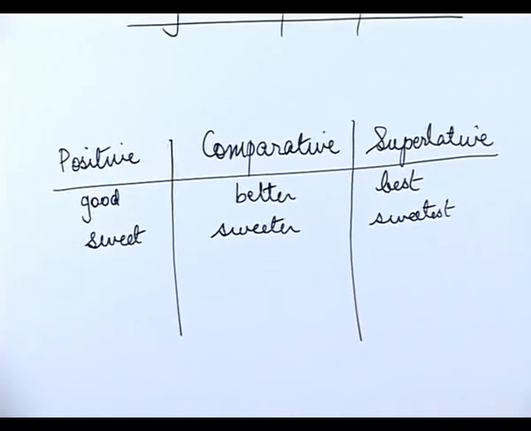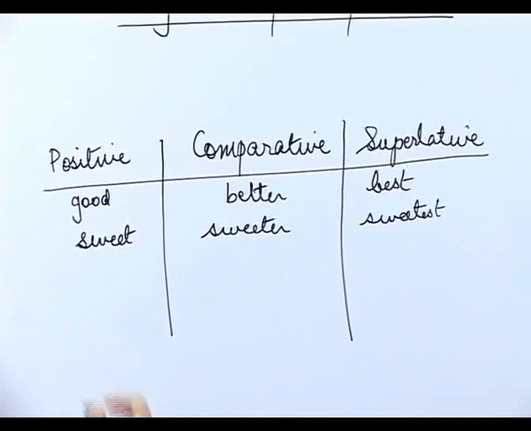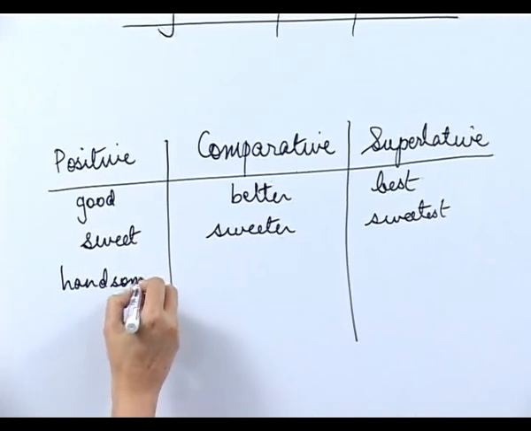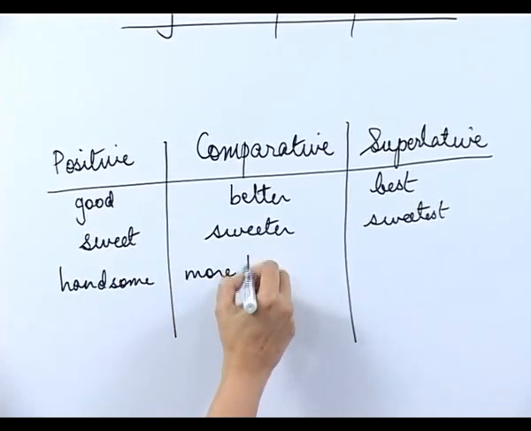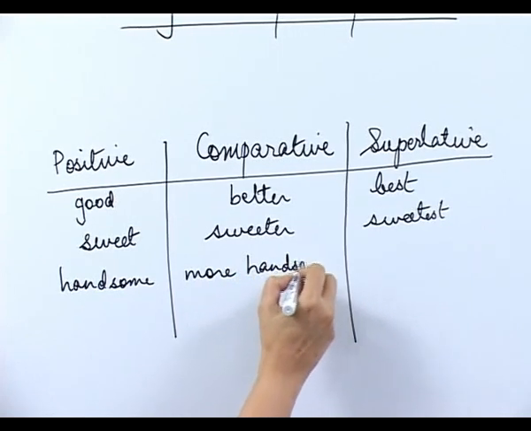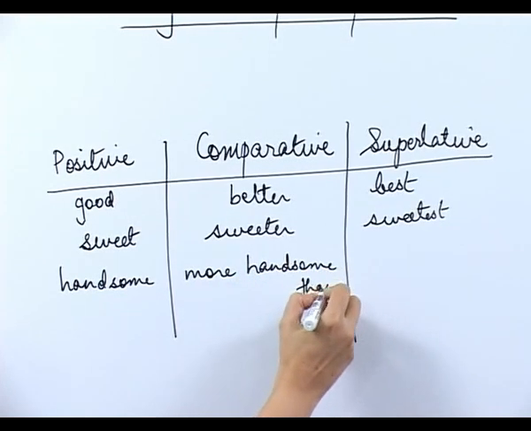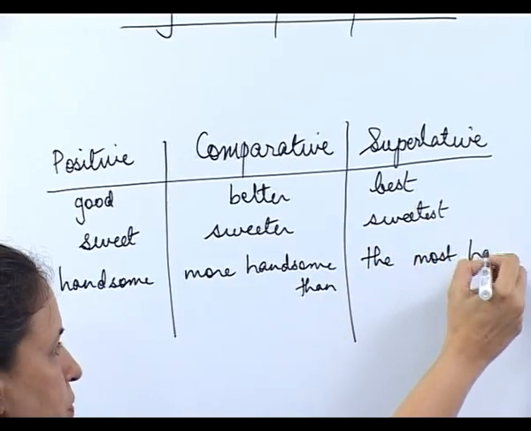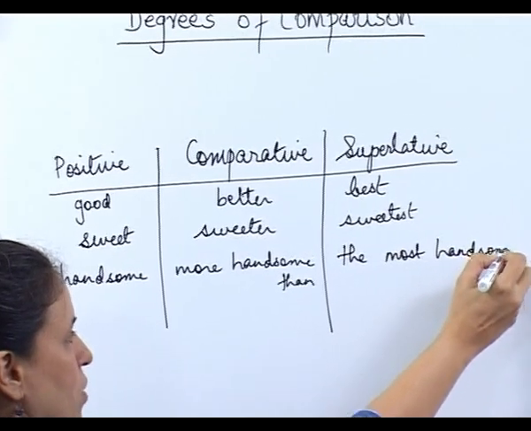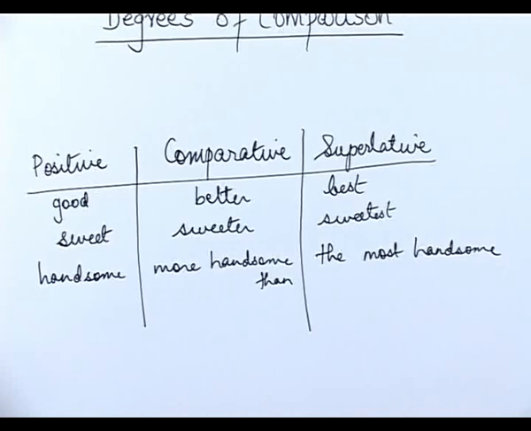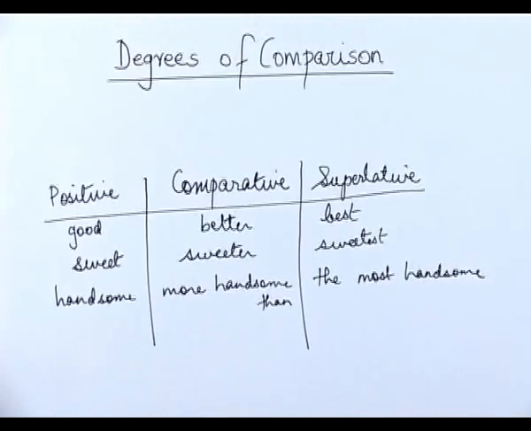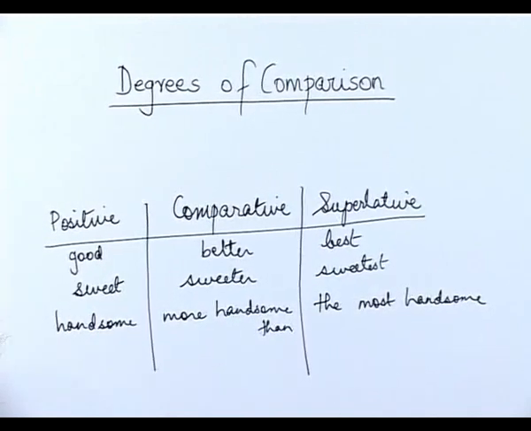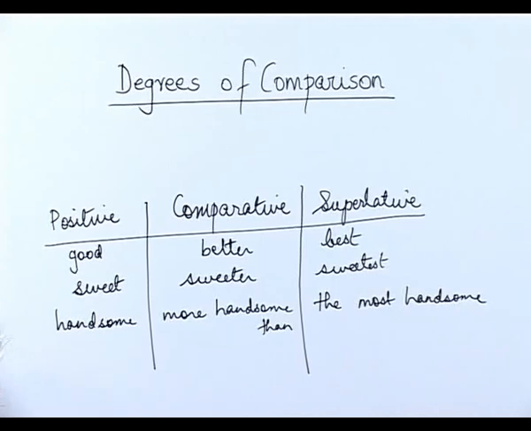If it was a large word, that is more than 2 syllables, you might have written it this way: handsome, more handsome than, and the most handsome. Now, in the older classes, this is not how you will be asked to change the degree of comparison. This was how you did it as a little child. Now you'll get sentences that you have to convert into another degree without changing the meaning.